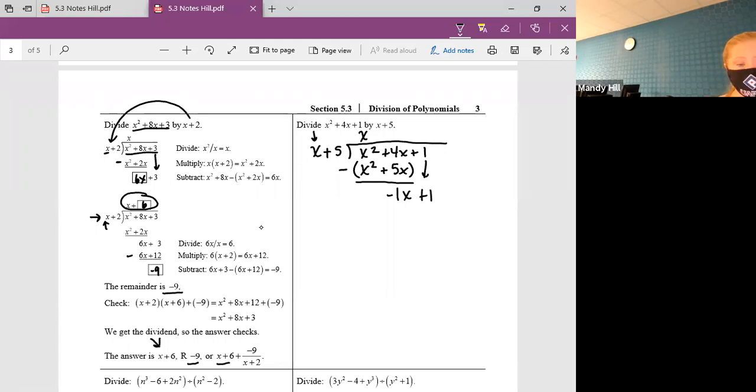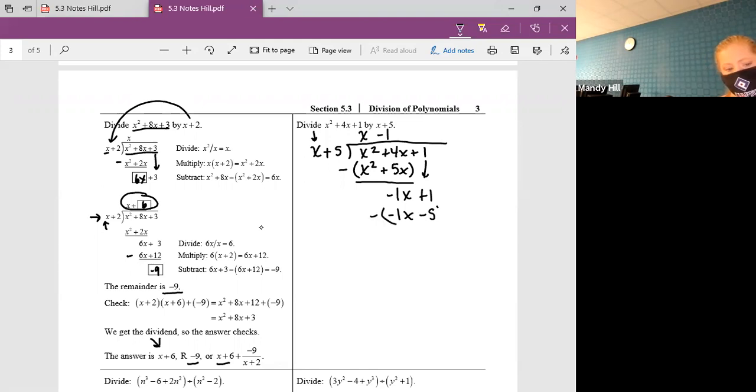Okay, we're almost done. We need to think about what we can multiply x by to get negative 1x. We want to get rid of this first term always. Well, it has to be a negative 1, because negative 1 times x is going to get you negative 1x. It needs to end up being the exact same thing. So negative 1 times 5 gets you negative 5.